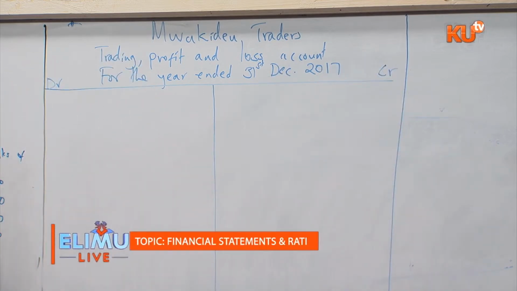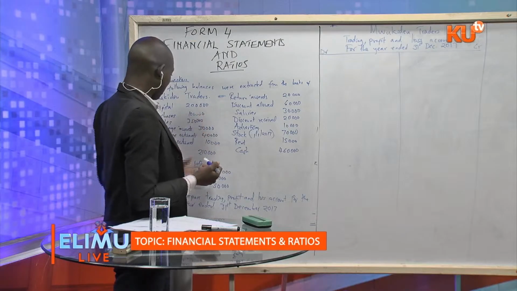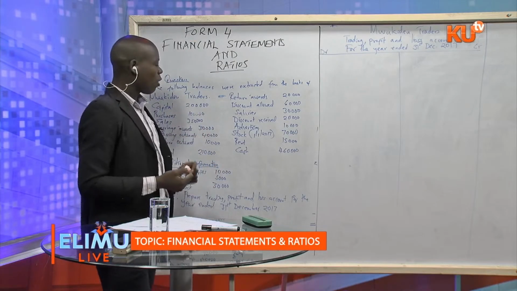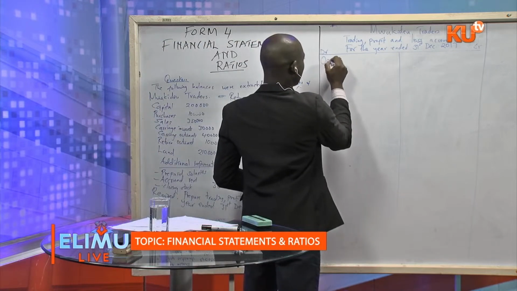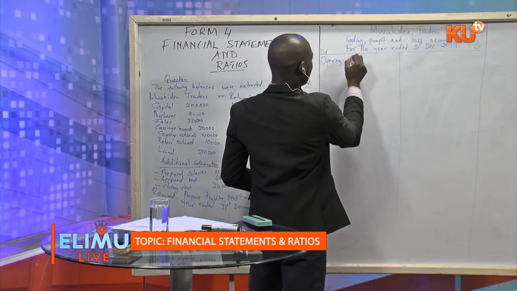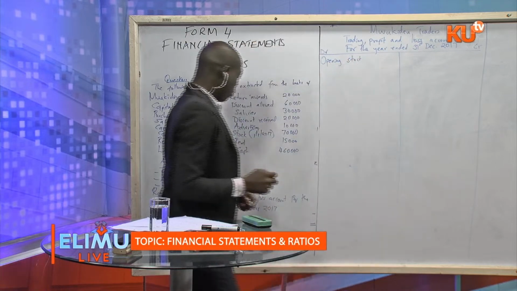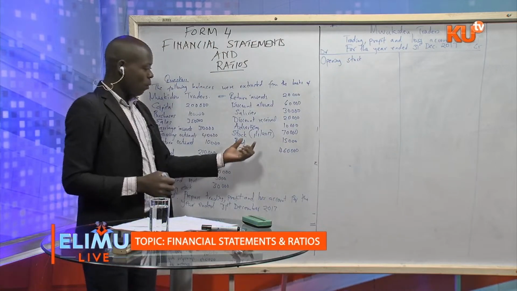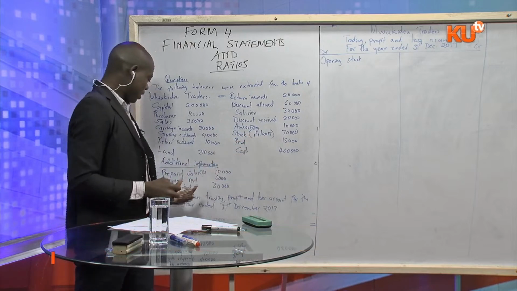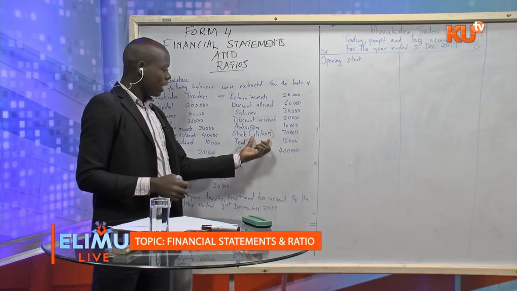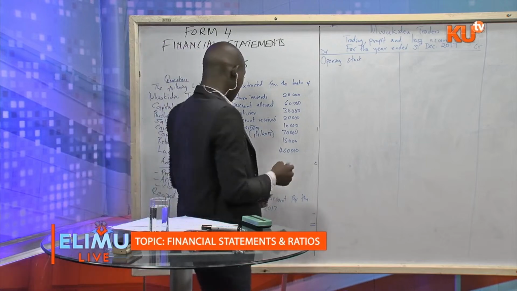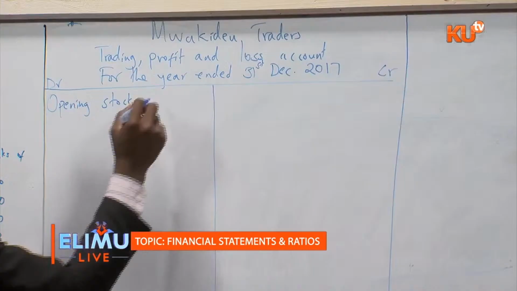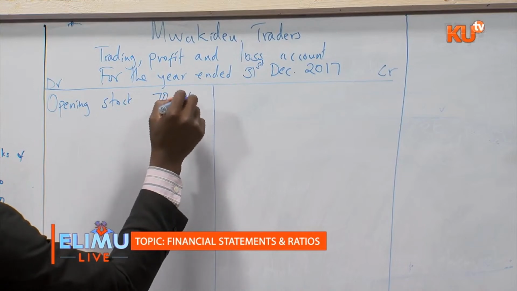See the entries. We said the first thing you need to do in the trading profit and loss account is to record the opening stock. So we record our opening stock. The value for the opening stock is given. We have this stock here and this. So it is clear to know that this is the opening stock because this is on 1st of January. We record it as 70,000.